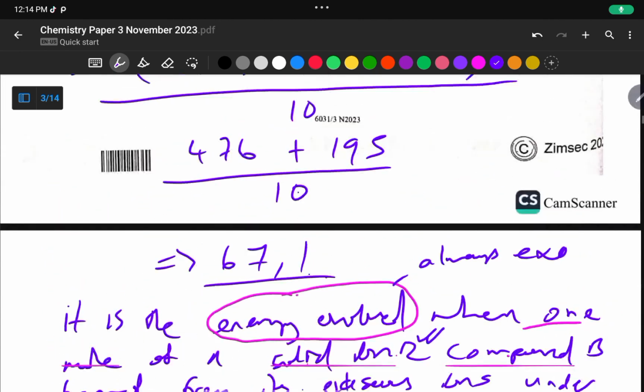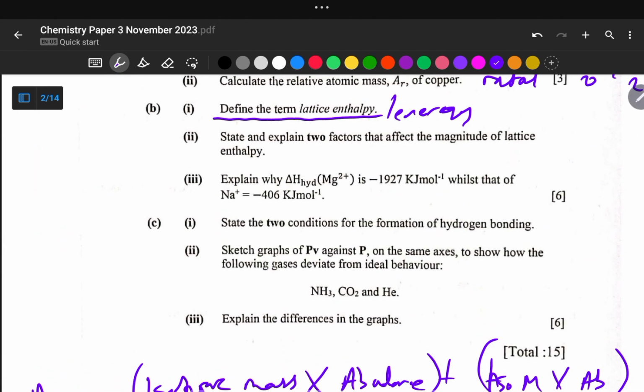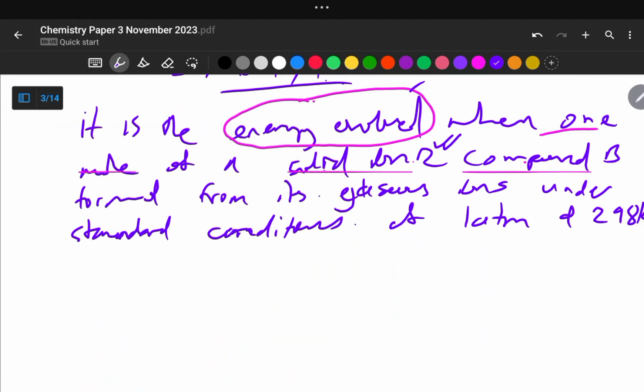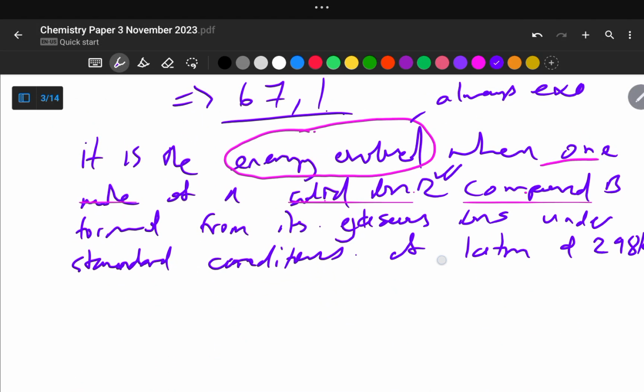So we're going to move on to the next part of the question, which says state and explain two factors that affect the magnitude of lattice enthalpy. From the definition, we understand that lattice enthalpy is the energy released, meaning it is always exothermic, when one mole of a solid ionic compound forms, meaning we have a positively charged ion, which is the cation, and a negatively charged ion, which is the anion. The energy released when these two bond is what we call the lattice energy or lattice enthalpy.